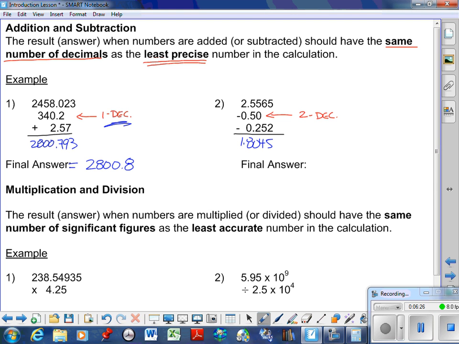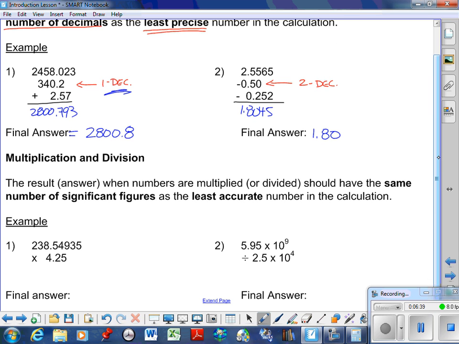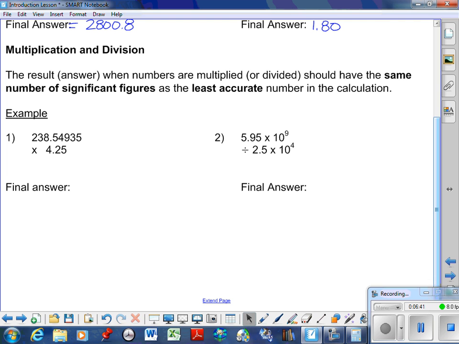Going to 2 decimal places, that would mean that my final answer is 1.80, and the 0 is important to include in there. It shows how accurate we are with our final solution. Okay, so there's adding and subtracting. Moving on to the multiplying and dividing.